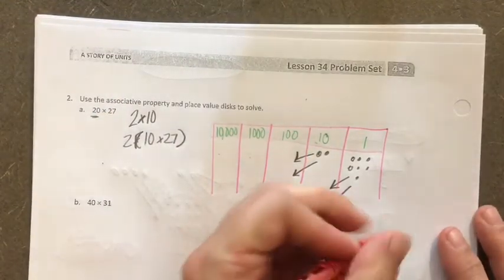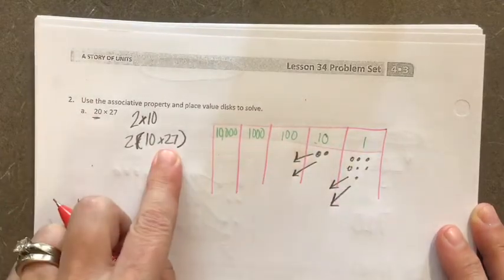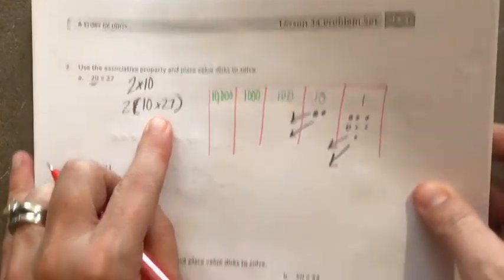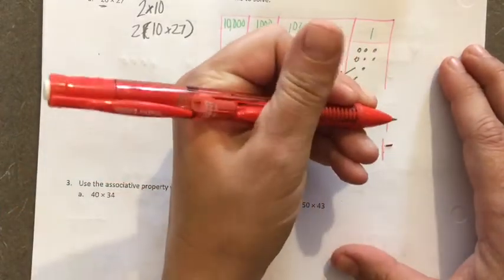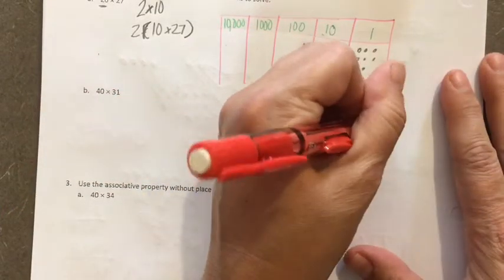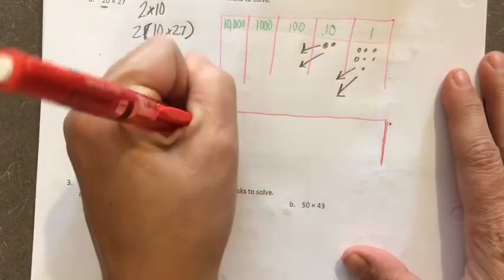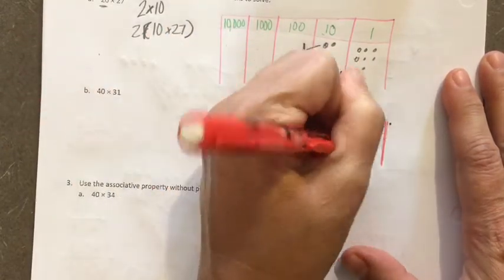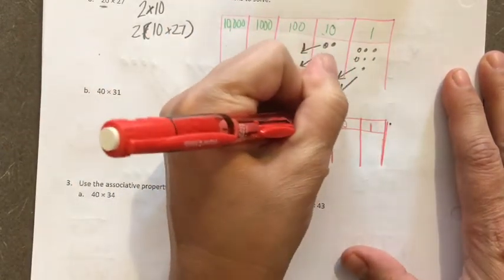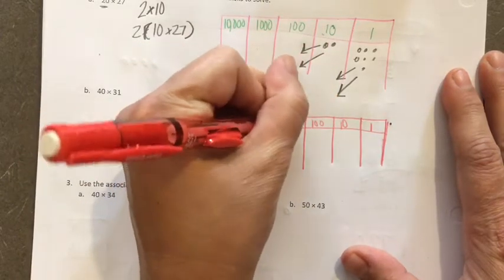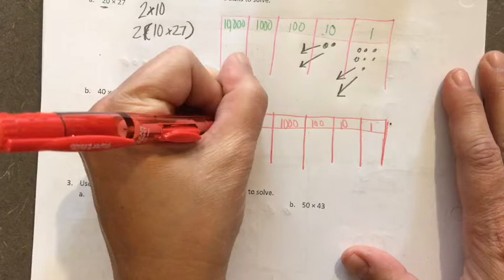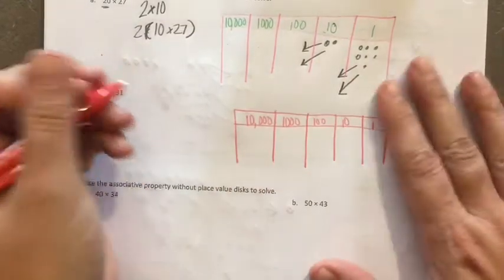Same thing with this problem. Did I give you the answer? No, you're going to have to work that one out. Ones place, tens place, hundreds place, thousands place, 10,000s place.